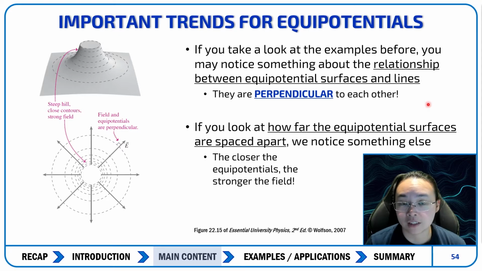Next, we also notice that the farther the equipotential lines are spaced apart, the weaker the electric field. And the closer they are, the stronger the electric field. So these are the important trends for equipotentials to know moving forward.